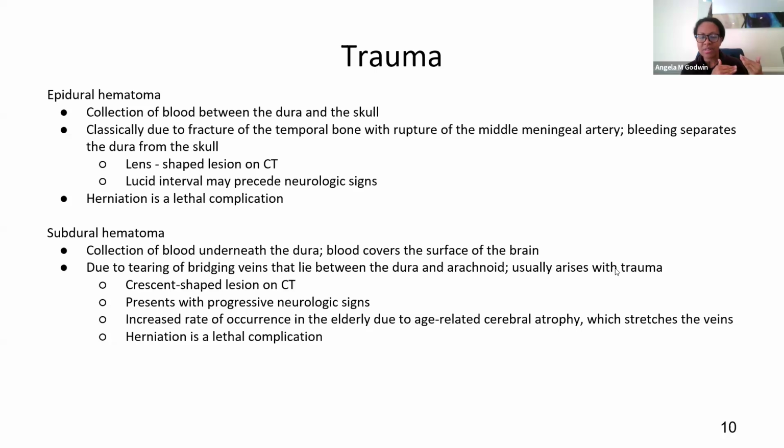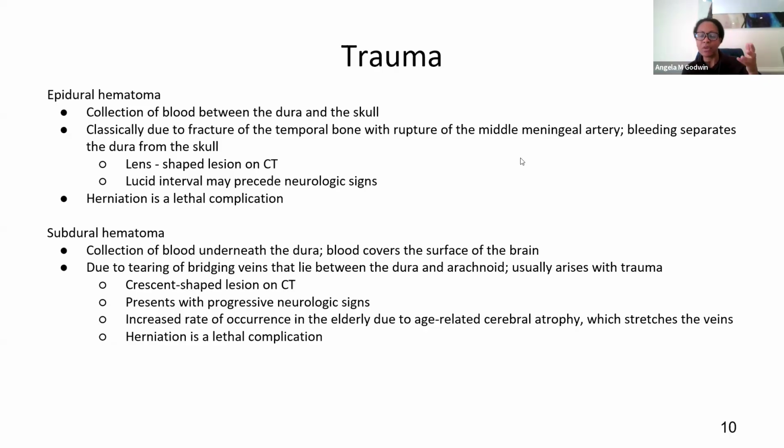But there is an age-related cerebral atrophy that's occurring. And if you think about it, you have your dura and you have your brain. So even if it's atrophying on its own, there's already sort of like this pooling occurring. If bleeding were to happen there, that's even more stretching, more aggravation of the veins. So the rate of occurrence of those veins being damaged in a subdural hematoma is more so in the elderly because of that atrophied brain.